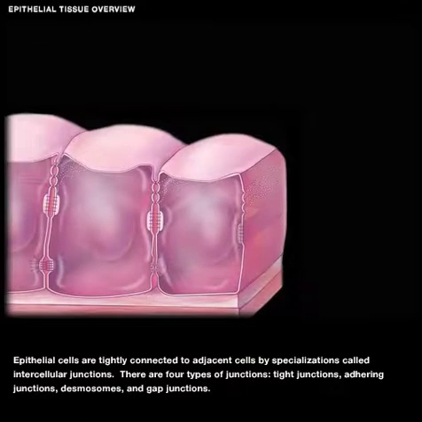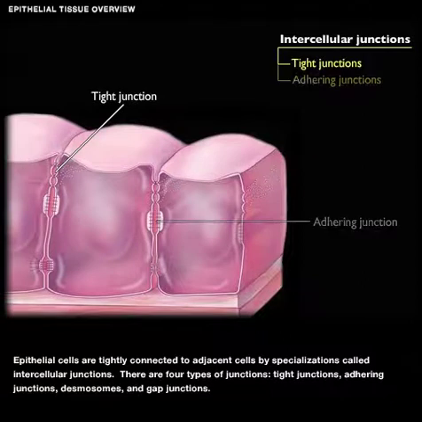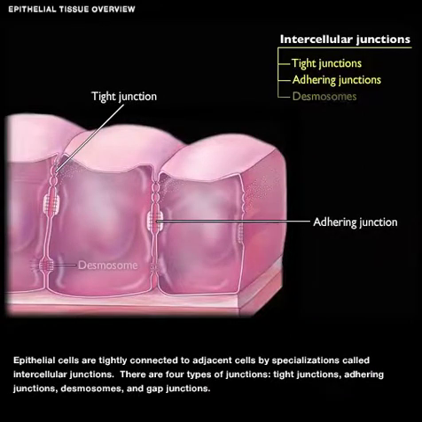Epithelial cells are tightly connected to adjacent cells by specializations called intercellular junctions. There are four types of junctions: tight junctions, adhering junctions, desmosomes, and gap junctions.